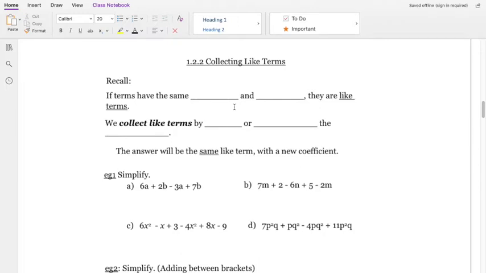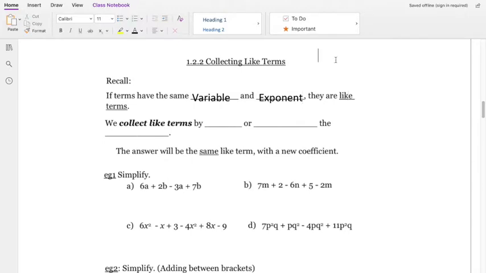We'll do collecting like terms, which we kind of touched on yesterday. But since I'm not there today, we're going to have a traditional lesson. So, collecting like terms. If terms have the same blank and blank, they are like terms. So that is the same variable and the same exponent. Okay, and we didn't really go over this.